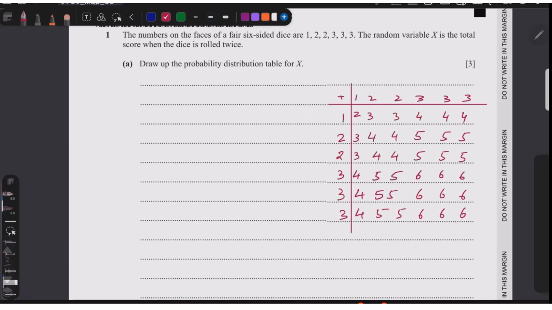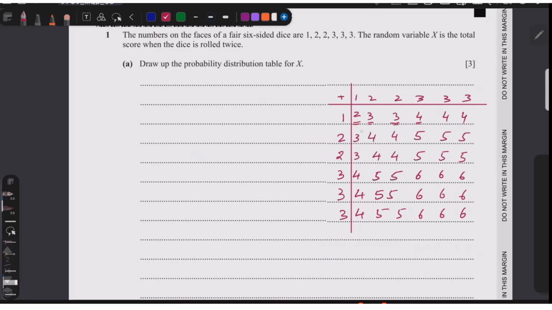So you can see that when you add the numbers, you'll get these answers. 1 plus 1 is 2, then 1 plus 2 is 3, and 1 plus 2 is 3. So likewise, you will complete the table. And we need to draw the probability distribution table for x.